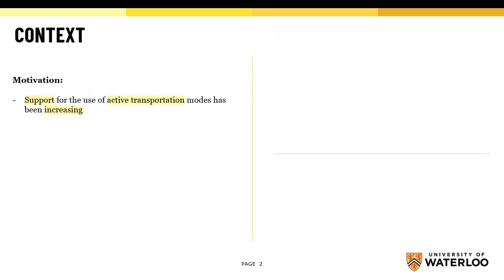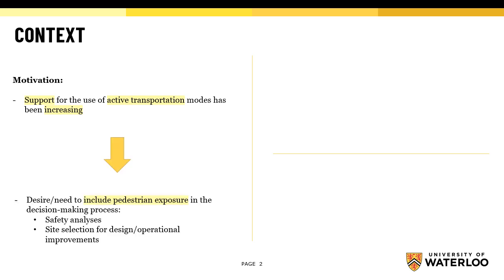Let me provide you a bit of the context of this work. The support for the use of active transportation modes such as cycling and walking has been increasing over the past few decades. So there is a need for municipalities to develop strategies to focus on this type of road users. And some of these strategies, like the development of safety analysis or site selection for design or operational improvements, require that an exposure is known for the entire jurisdiction.